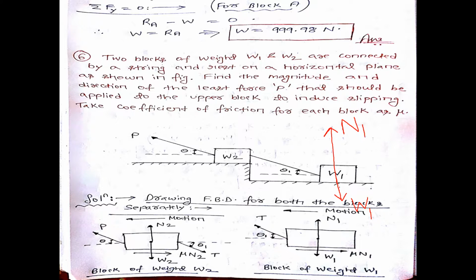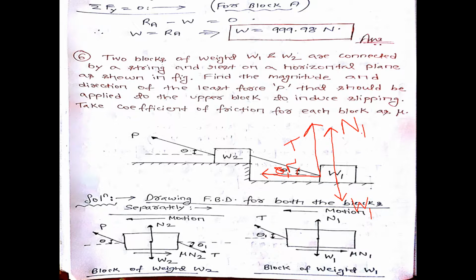Now this block, that is the first block, is connected with the second block by a common string. So this block will give some tension to the string. Let this tension be T, and since this tension is making an angle theta 1 with respect to horizontal, I will have two components of this tension. This horizontal component will be T cos theta 1, and this vertical component will be T sin theta 1.